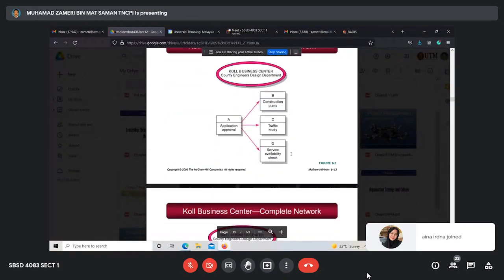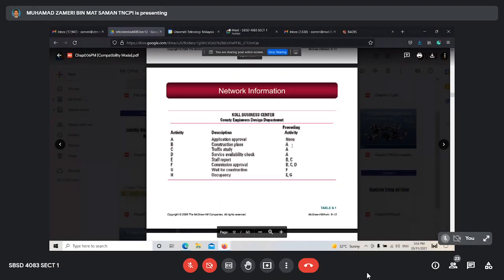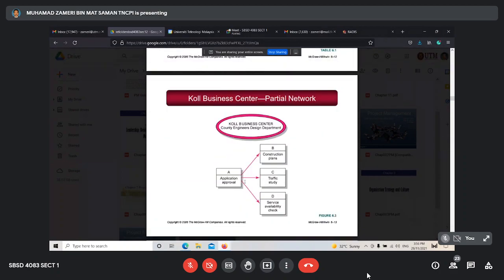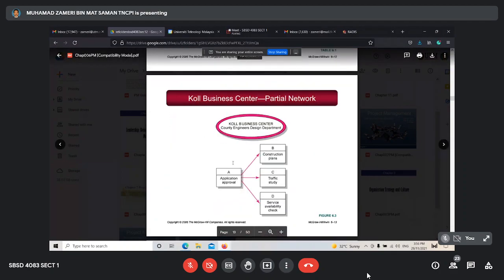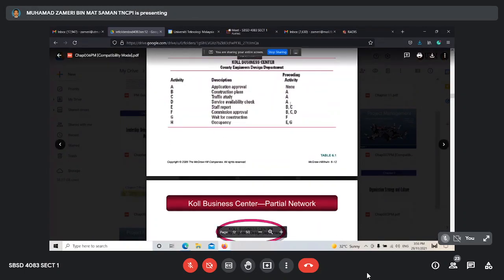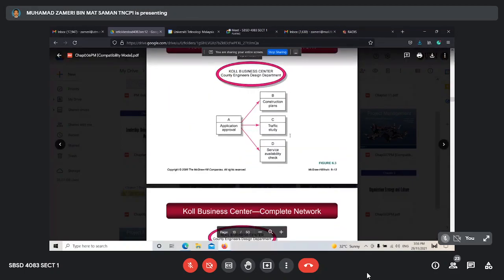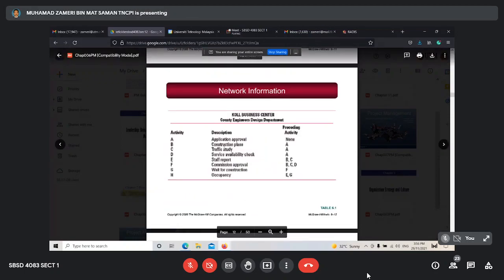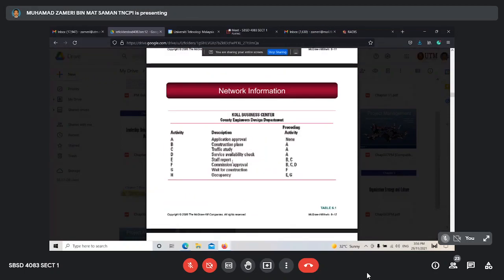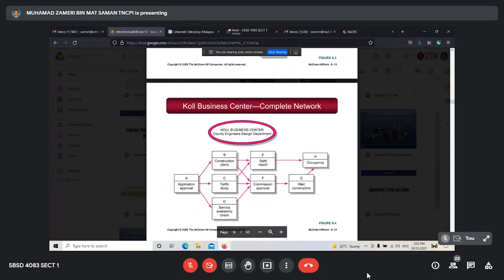So if we see the diagram like this, we have A, none. That means A is a starting point. B after A, C also after A, D also after A. So the diagram is like this. Until D. We look at E. E after B and C. So that means E after B and C. When B and C finish, you can start E.